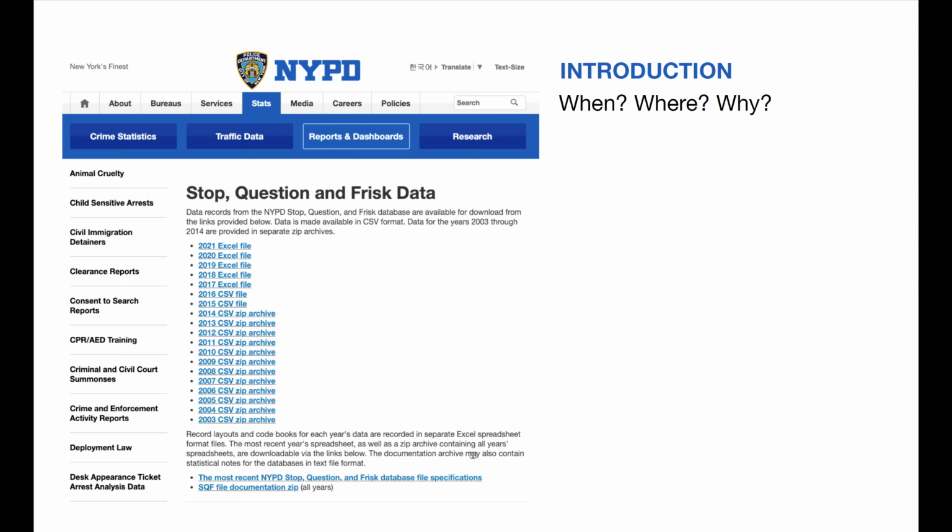Okay. Here is an example. This is a database that is accessible about the stop, question, and frisk actions of the New York City Police Department. The idea back when this first began was that if you stopped and frisked suspicious-looking people, you could reduce crime, you could reduce gun violence.